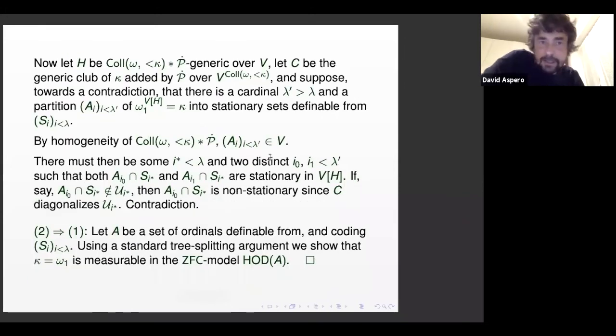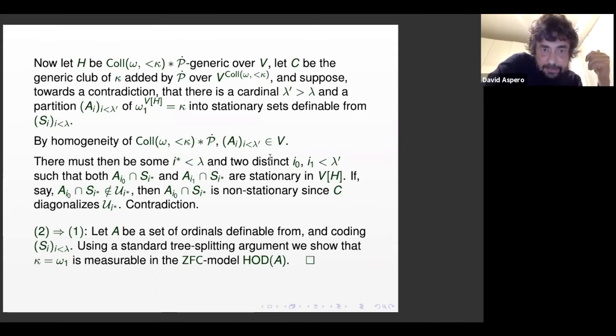So now let H be generic for this iteration over V. Let C be the generic club that you added over the Levy collapse, and suppose, for a contradiction, that there was a cardinal lambda plus greater than lambda such that you have a partition into lambda prime many stationary sets definable from the original one, which was in the ground model.